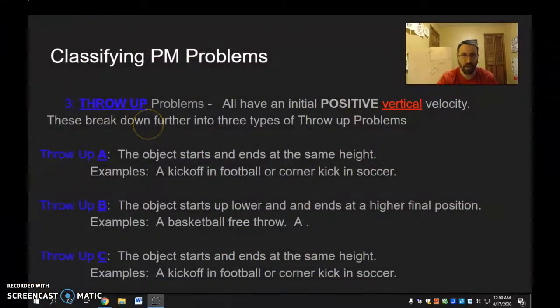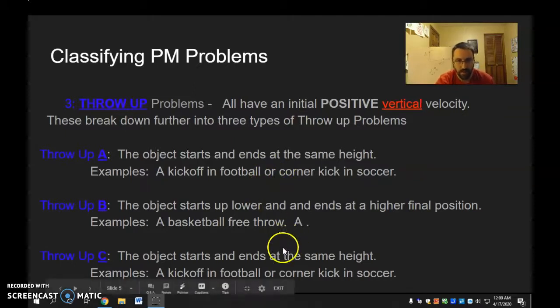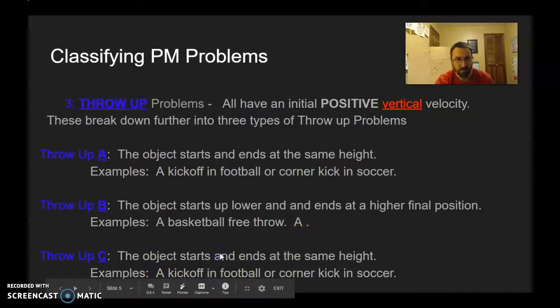So the examples, like we said: a kickoff in football would be throw up A. A basketball free throw would be an example of a throw up B. And that last one would be starting and ending at a different height.